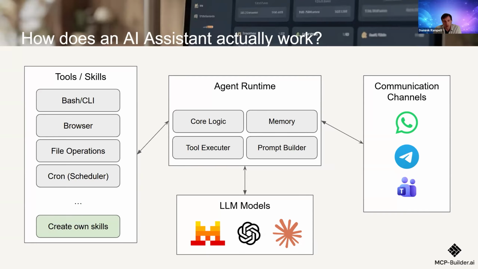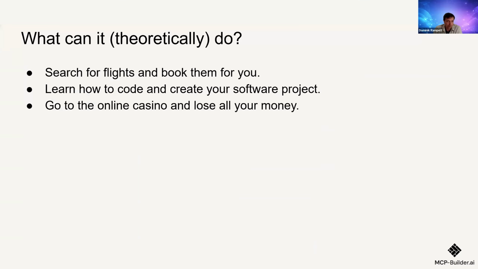All right, so this is a quick look at how, on a very high level, an AI assistant would work. So what can I do with it, theoretically at least? Some basic stuff like search for flights and book them for you. So if you ask your AI assistant, it can go to the internet, find the perfect flight and book it for you if it has payment credit card information. It can learn how to code and create your software project. The question is how well it will be if you don't oversee it, but it works pretty well already.